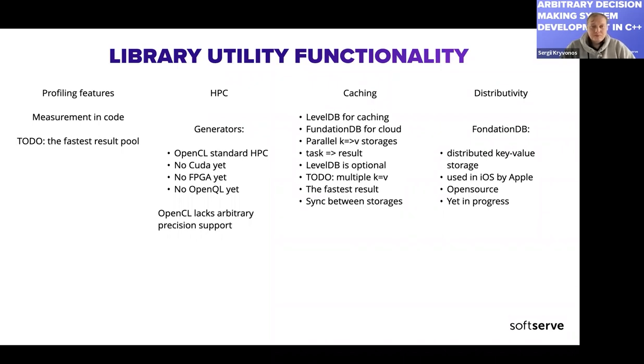In future, direct CUDA generators may be easily implemented, really easily implemented. But if we have OpenCL support, right? There is actually a good reason for this, because CUDA has arbitrary precision support. Not CUDA itself, but the NVIDIA framework does. So basically, we could have better HPC for arbitrary precision arithmetic.